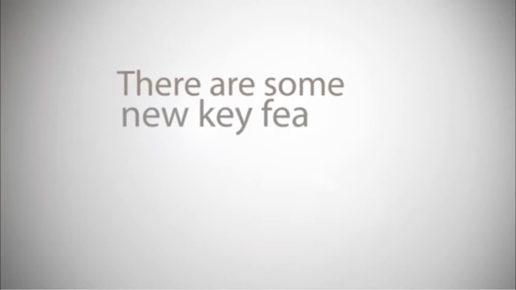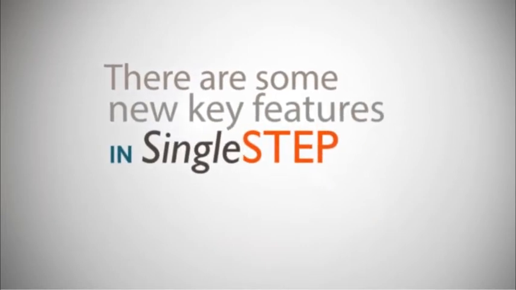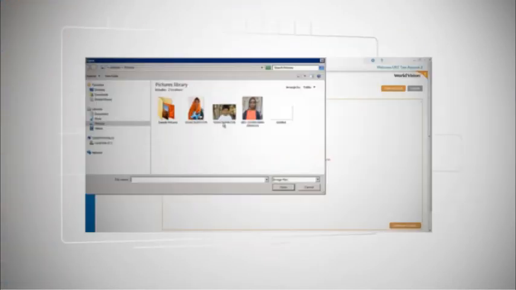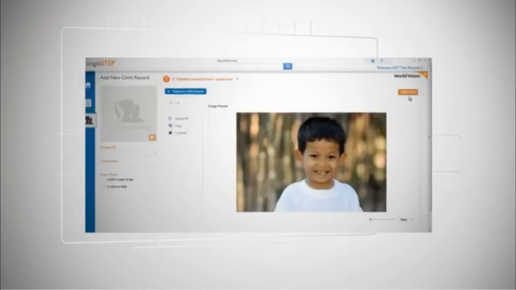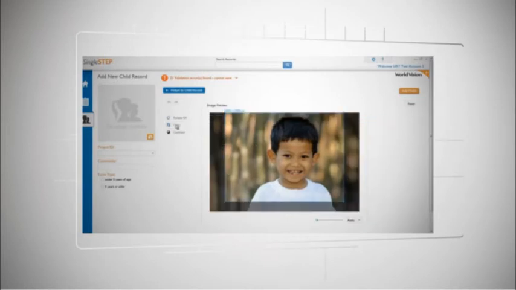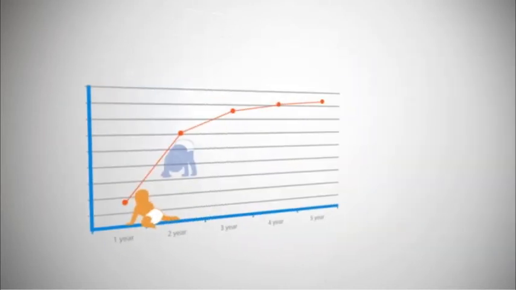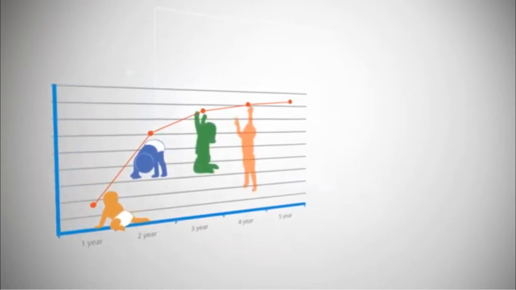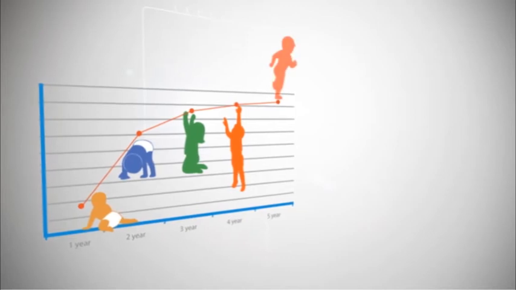There are some new key features in SingleSTEP, as well as some changes to current features. Child photo is integrated with the upload of child data, which also contributes to a change in assigning child ID differently. Cropping of child photos will be done in conjunction with the upload process. Monitoring of the nutritional status for children under 5 is now done using growth curve, and no longer requires capturing the weight of the child.